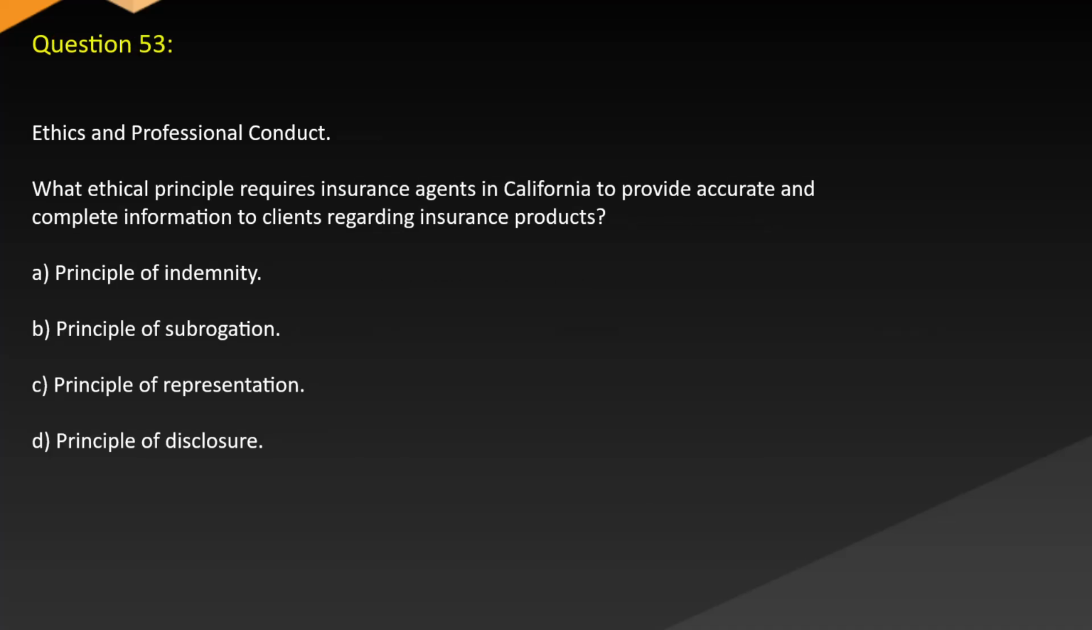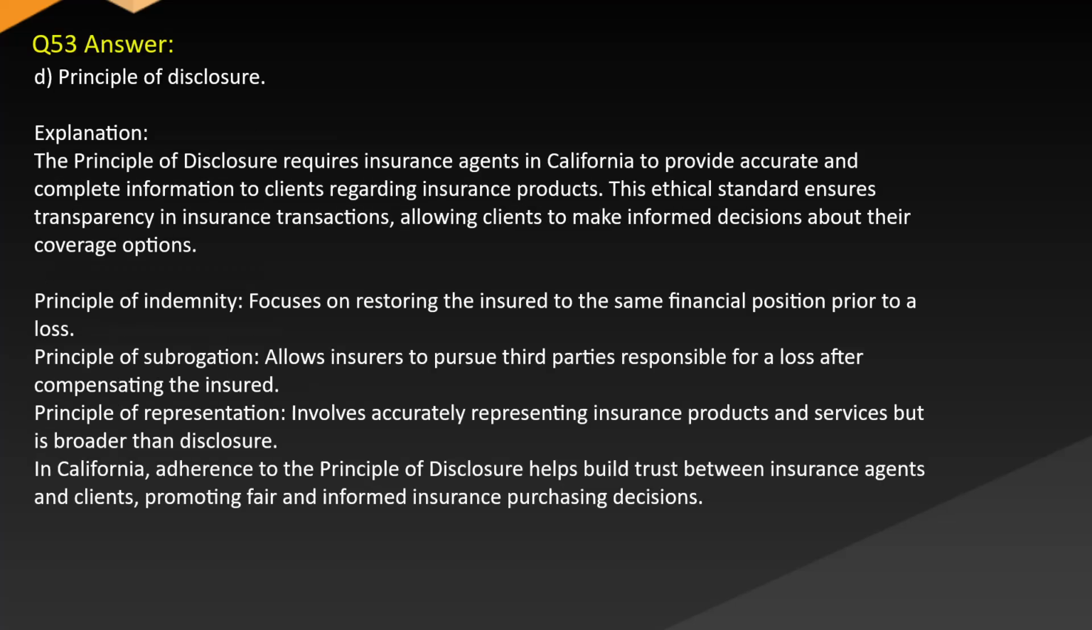Question 53. Ethics and professional conduct. What ethical principle requires insurance agents in California to provide accurate and complete information to clients regarding insurance products? A. Principle of indemnity. B. Principle of subrogation. C. Principle of representation. D. Principle of disclosure. Answer: D. Principle of disclosure.